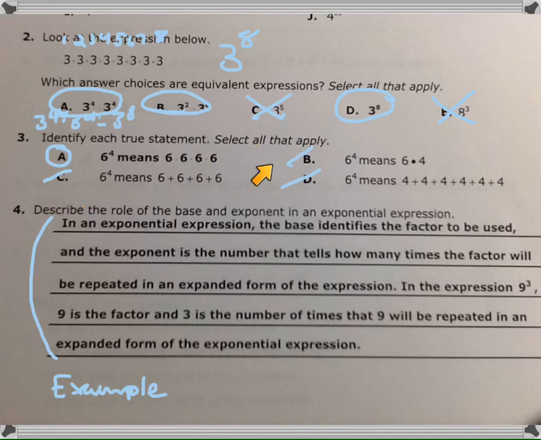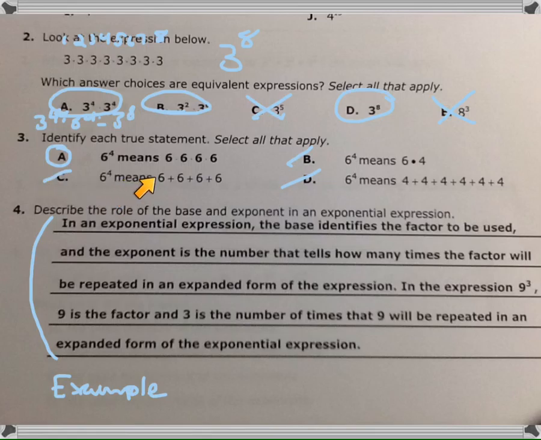Alright, identify each true statement. Select all that apply. So A is 6 to the power of 4 means 6 times 6 times 6 times 6. That's correct because the exponent simply means that the base needs to be multiplied by itself, however many times the exponent states. B is 6 to the power of 4 means 6 times 4. That is incorrect. As we stated here, it would mean 6 times itself 4 times, not 6 times 4.